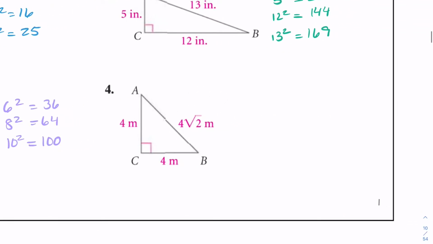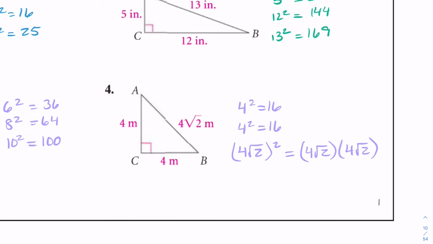Probably the most difficult one here. We're going to do 4 squared is 16, 4 squared is 16, and 4 square root of 2 squared. Let's rewrite that one as 4 square root of 2 times 4 square root of 2. Remember, things on the outside stay on the outside, things on the inside stay on the inside. So they'll multiply. So we will get 16 square roots of 4, because 4 times 4 is 16, and 2 times 2 is 4.